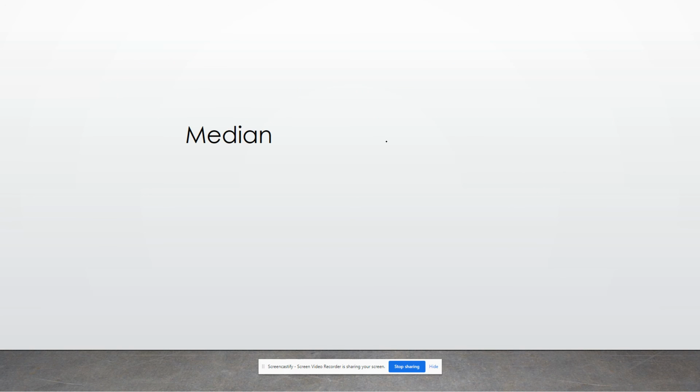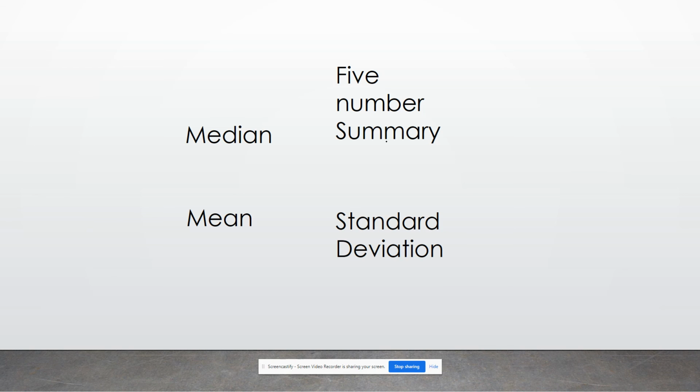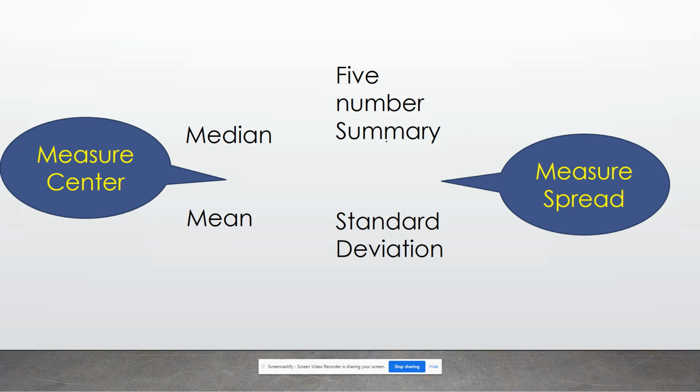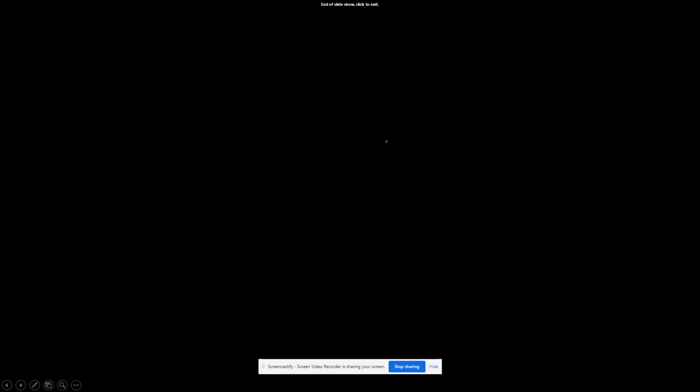All right, so the median goes with the 5-number summary. The mean goes with the standard deviation. The mean and the median both measure center, and the standard deviation and the 5-number summary measure the variation, the spread of the data. And that's the end of the review.